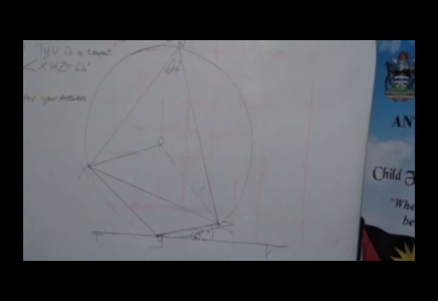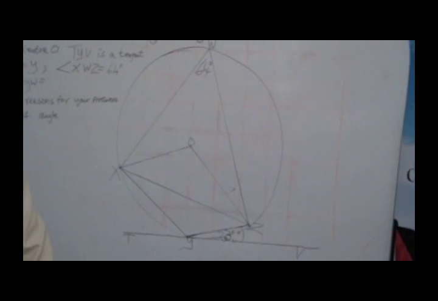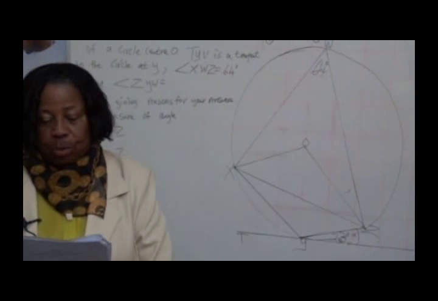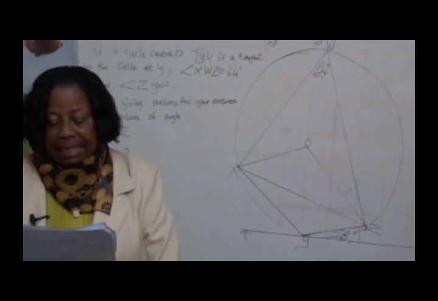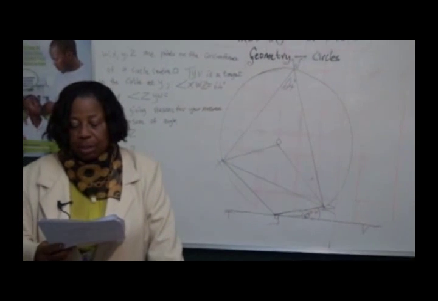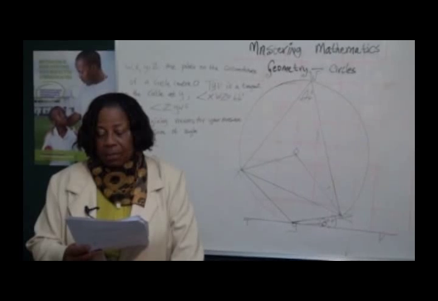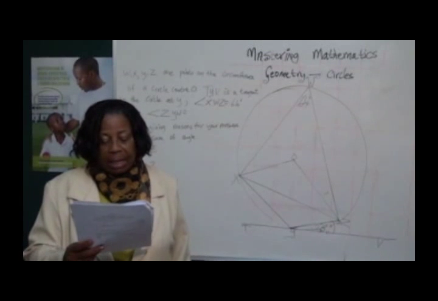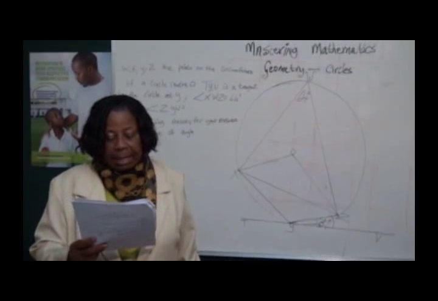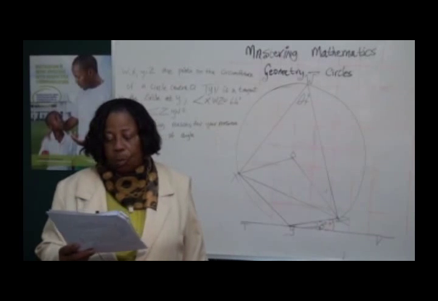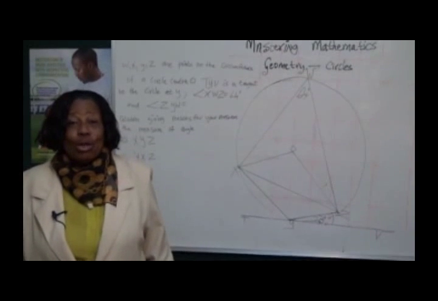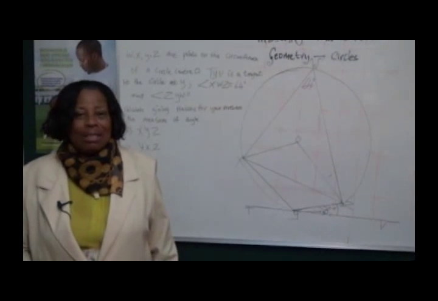It says, in the diagram not drawn to scale, W, X, Y, and Z are points on the circumference of a circle center O. TYV is a tangent to the circle at Y. Angle XWZ is equal to 64 degrees, and ZYV is equal to 23 degrees. And we have to calculate angle XYZ, YXZ, and OXZ. Take a little break now, and we'll be right back to show you how you can tackle this question.